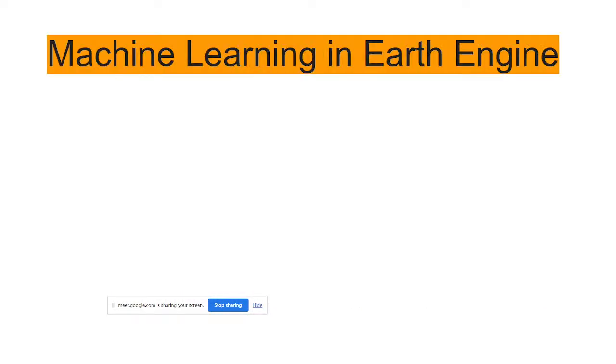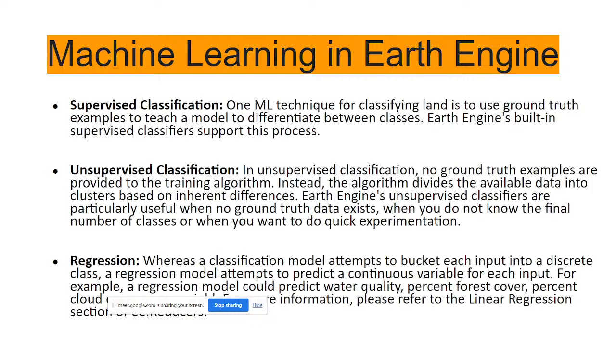So basically, machine learning in Earth Engine. We can easily implement a lot of machine learning algorithms in the Earth Engine platform. Mainly, we can implement supervised, unsupervised, and regression. So mainly three types of machine learning algorithm we can implement in the Google Earth Engine platform. At this time, I will show you only the supervised and unsupervised. Regression is covered in our other advanced online training program.